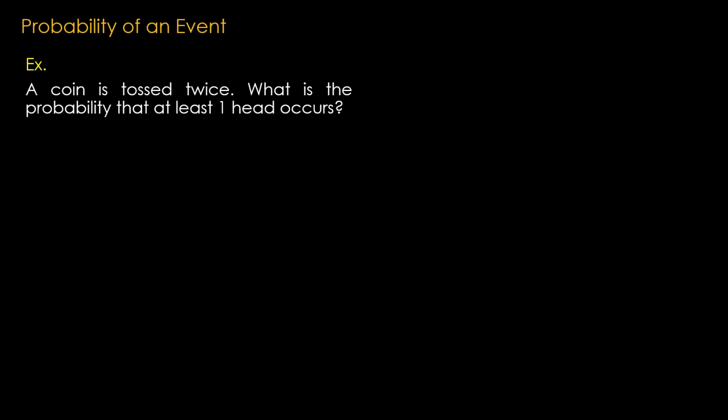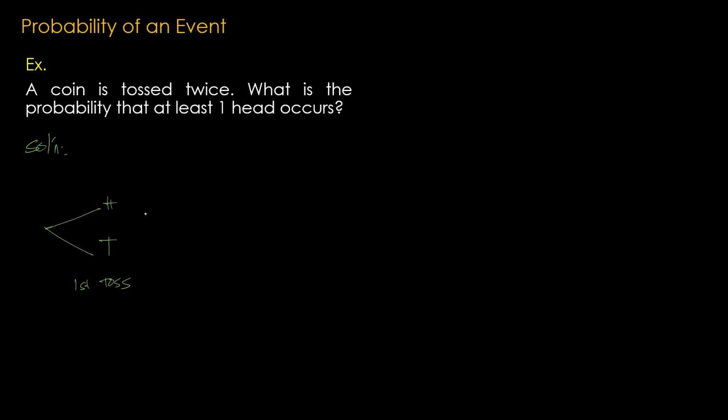Next example. A coin is tossed twice. What is the probability that at least one head occurs? Pause this video right here if you want to try to answer the problem. So let's try to do this in simple ways. If we are to toss a coin, there are two possible outcomes, that would be head or tails. This is for your first toss.